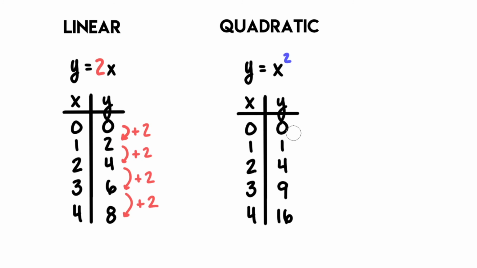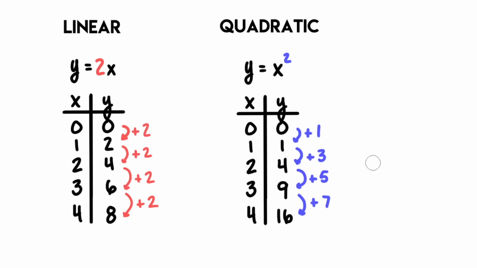From 0 to 1, we have a change of 1. From 1 to 4, we have a change of 3. From 4 to 9, we have a change of 5. And from 9 to 16, we have a change of 7. So 1, 3, 5, and 7. Right off the bat, you should notice that the change happening on the quadratic side and the change happening on the linear side isn't quite the same. For linear, it's consistent. Linear is constant change: 2, 2, 2, 2.